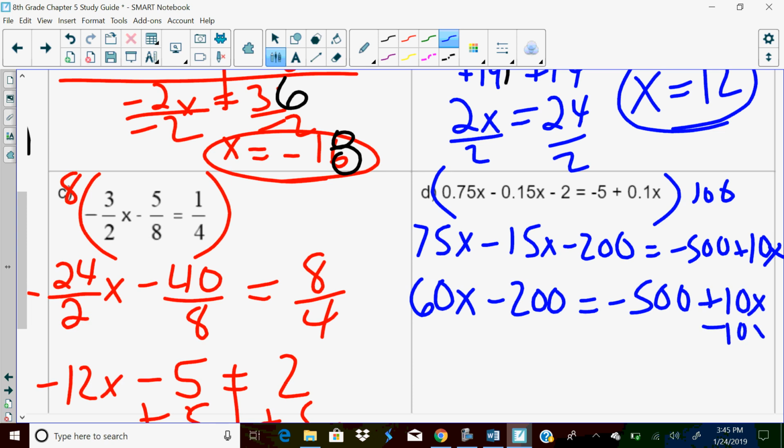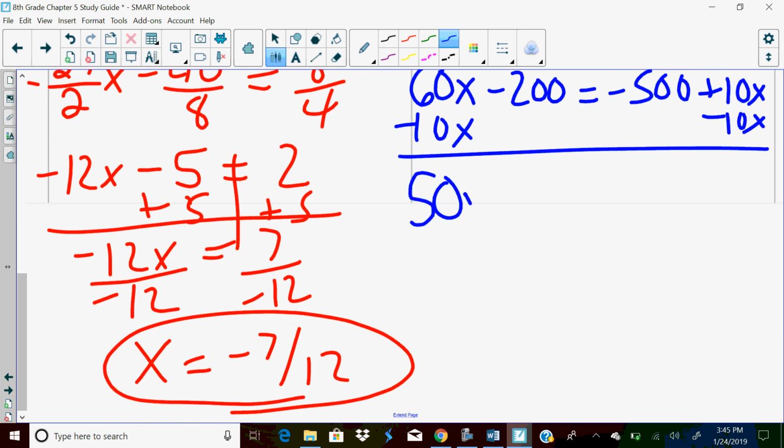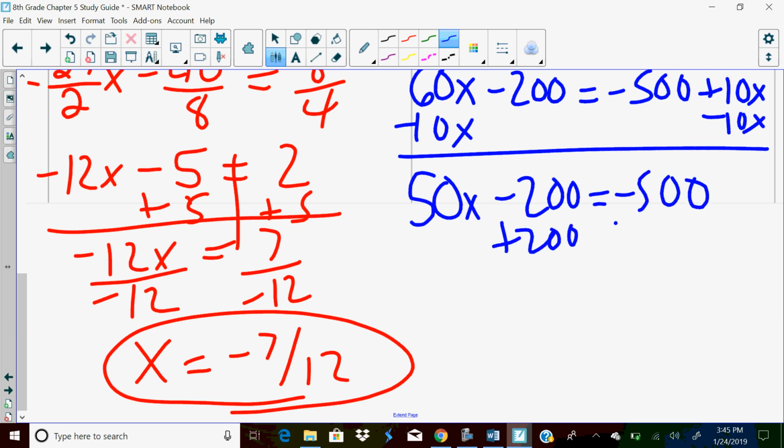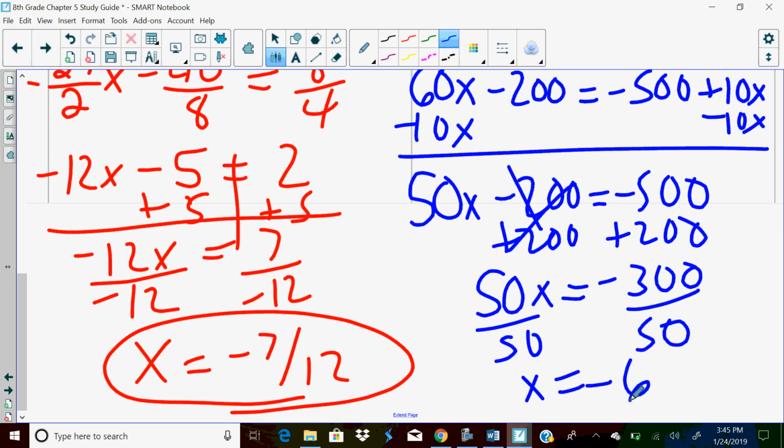Subtract 10x from both sides. So I'm going to get 50x minus 200 equals negative 500. Add 200 to both sides. 50x equals negative 300. Divide both sides by 50. So I get x equals negative 6.